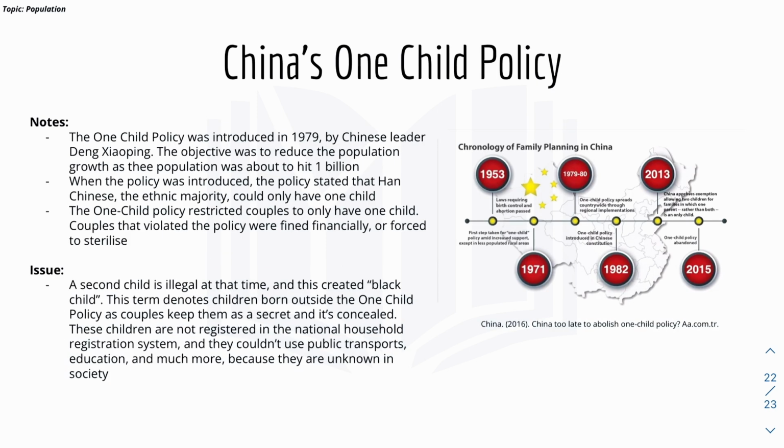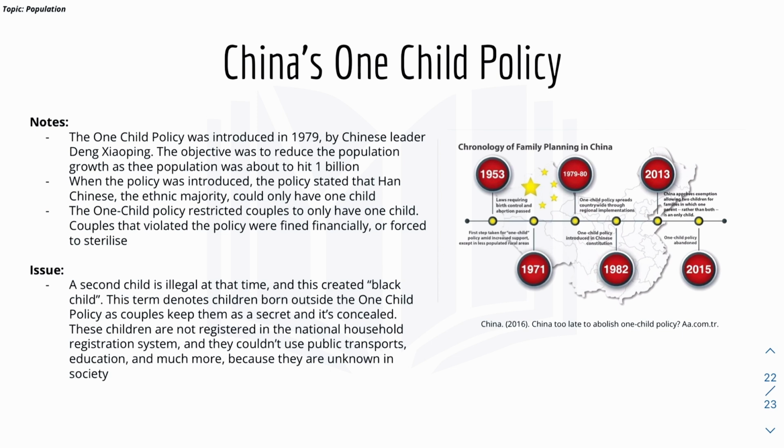And lastly, here's China's one-child policy, which is an antinatalist policy. So here are some notes. The one-child policy was introduced in 1979 by the Chinese leader Deng Xiaoping, right here. And the objective was to reduce the population, as the population was about to hit 1 billion. So here's some more information.